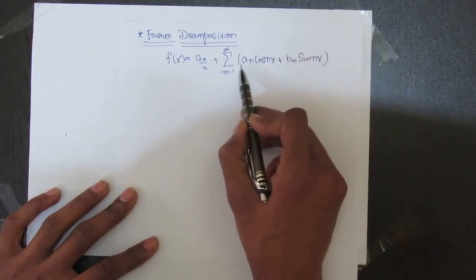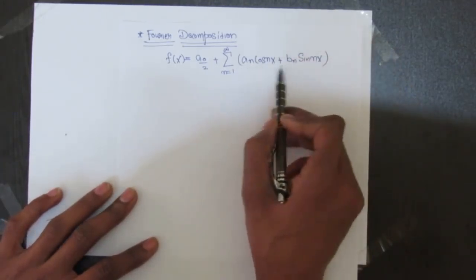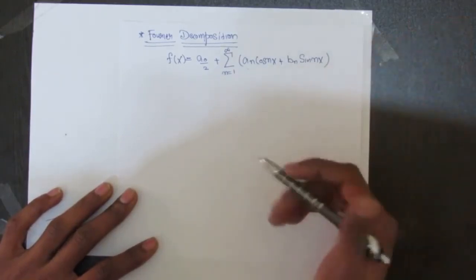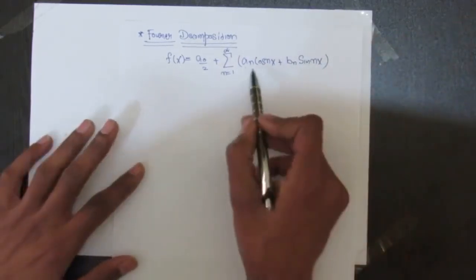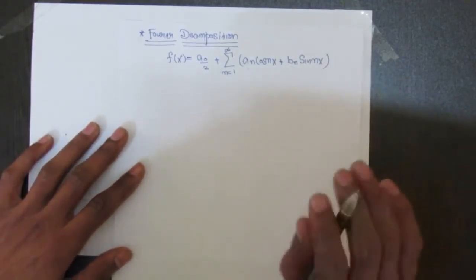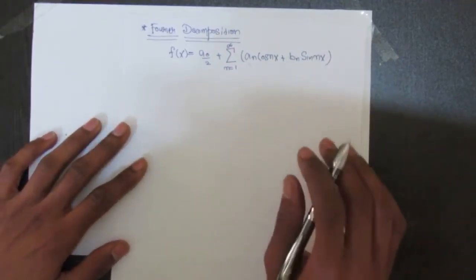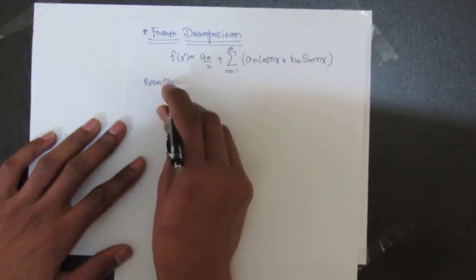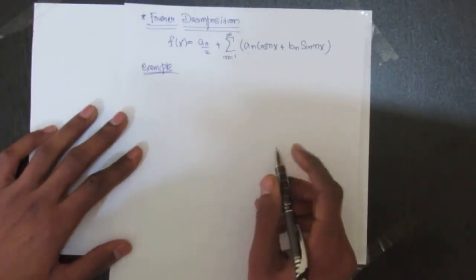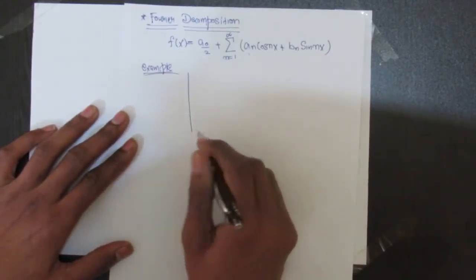And now, your job is to determine the constants an and bn. You have to solve a simple integral to calculate these an and bn. I'm not going to write the formula for that. What I want to discuss with you is, directly, an example. The example is a square wave. You have a square pulse.